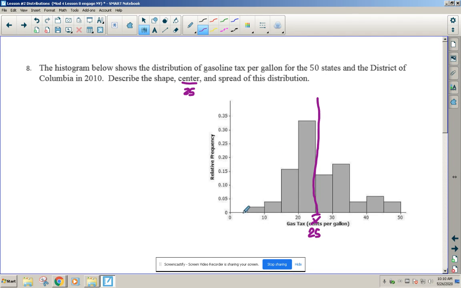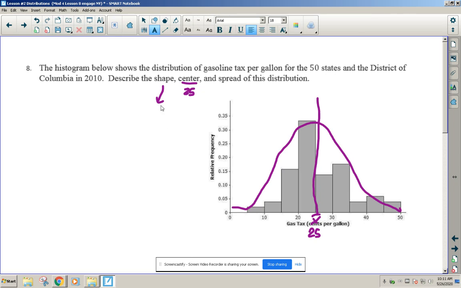Now, the shape of this, if I were to see, well, let me try to follow along. This, to me, looks like it's normal. This looks like a normal shape to me. Well, maybe not too normal. It looks like it's mostly normal and a little skewed to the right. So that's what I'll put down.